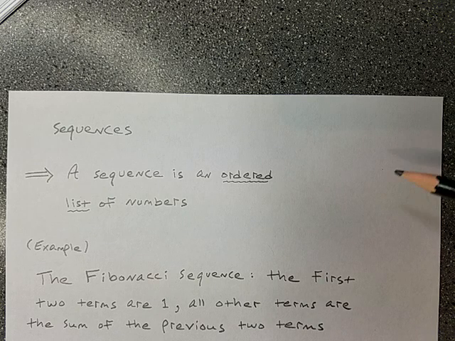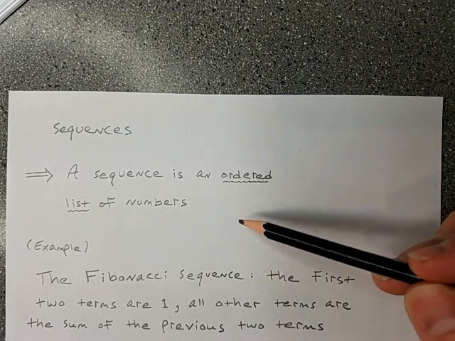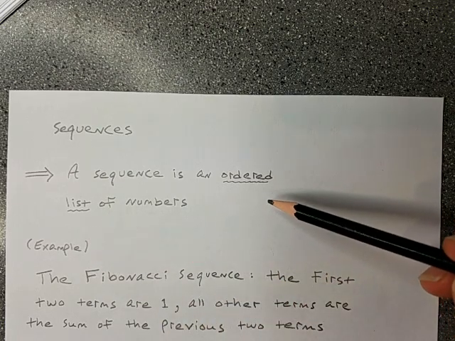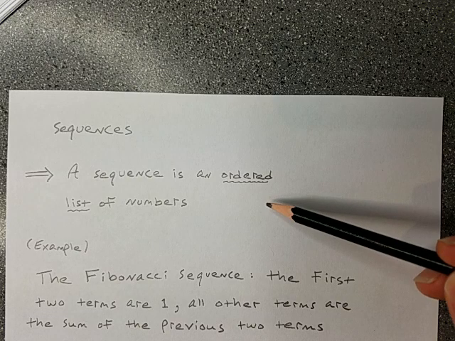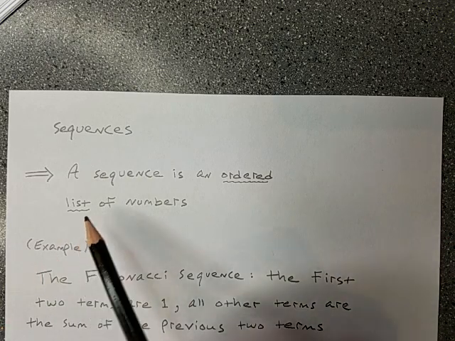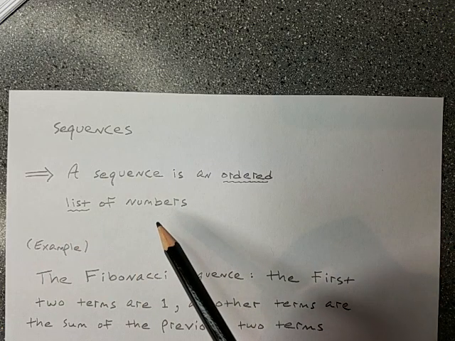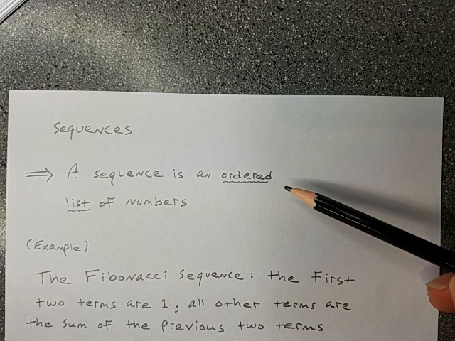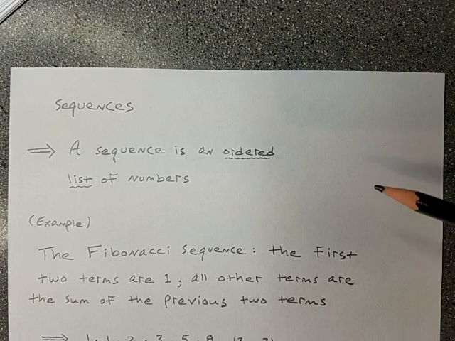All right, so what's a sequence? A sequence is an ordered list of numbers. It's not just a list of numbers, it's a list of numbers in some definite order, okay? Now everybody knows what a list is, and everybody knows what numbers are, and you know what it means to be ordered, so it's probably not that hard to understand what a sequence is. Let's look at an example.